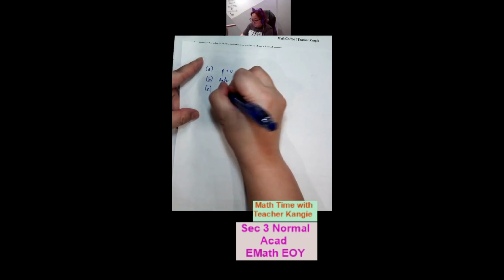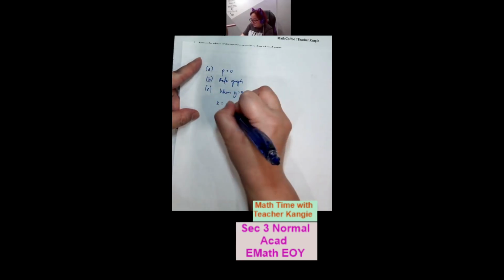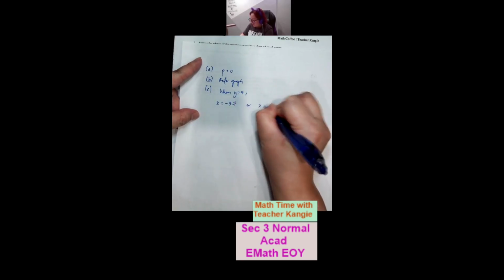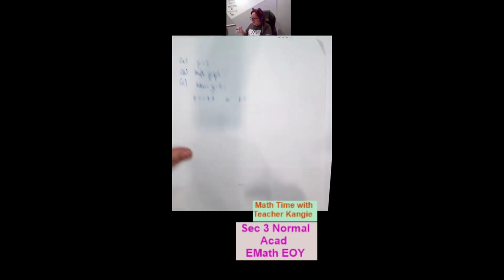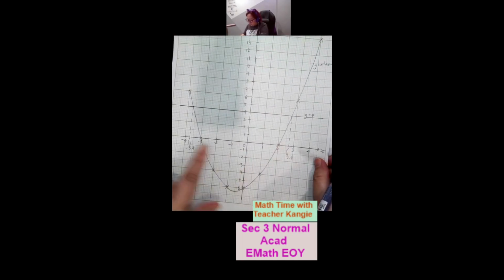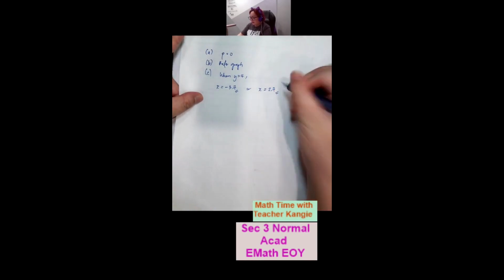Right, for part C I will say when y equals 4, my x equals negative 3.7, or x equals 2.7. Is it 2.7? Yes, 2.7, and correct. So there are actually two x values.